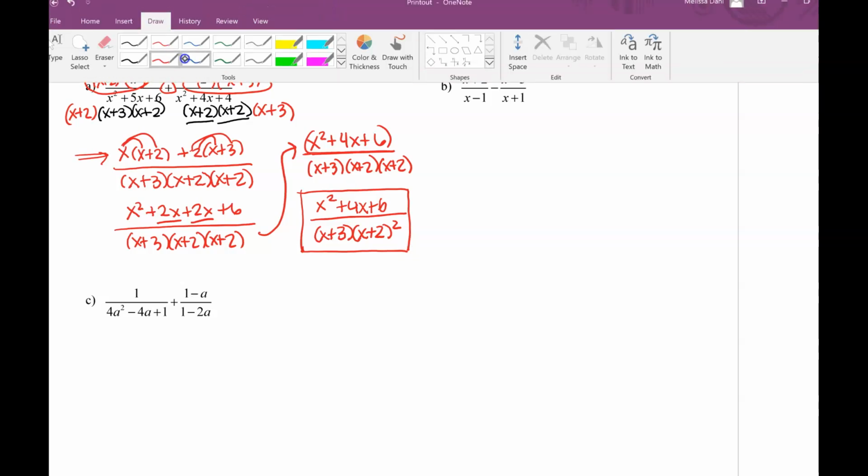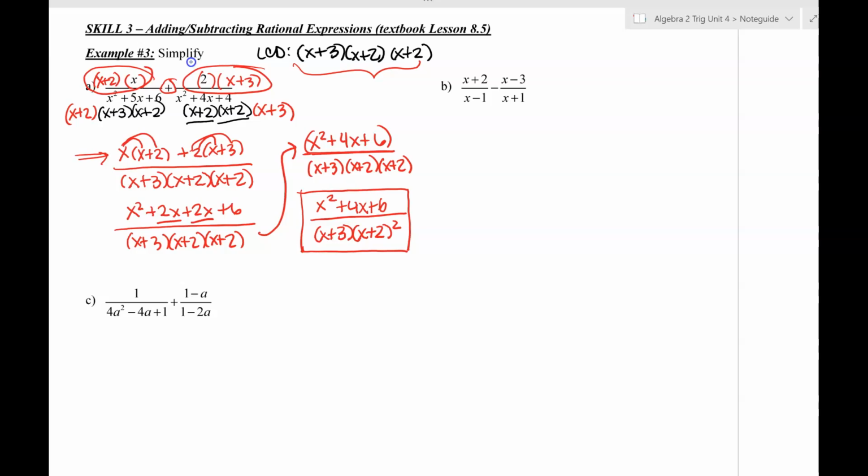All right, so I'm going to look at the second problem now, part B. When I go to think about the least common denominator, here I don't need to factor the denominators. This one already only has one factor, and it's a factor of x minus 1.